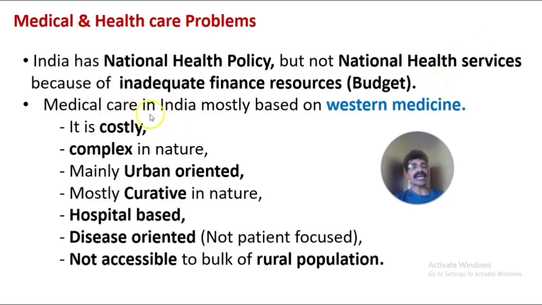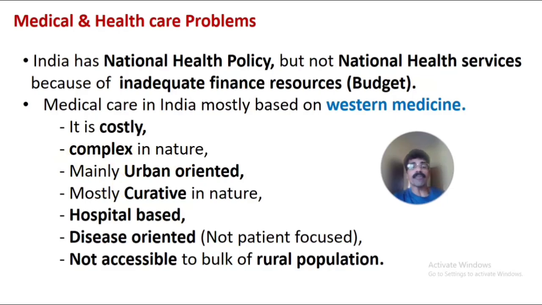Okay, the medical care in India at present is mostly based on Western medicines. We are mainly dependent upon allopathic medicines. That has many advantages and disadvantages, or merits and demerits. For example, it is very costly. Allopathy or Western medicine is very costly. It is complex in nature. Its treatment pattern or protocol is very complicated.